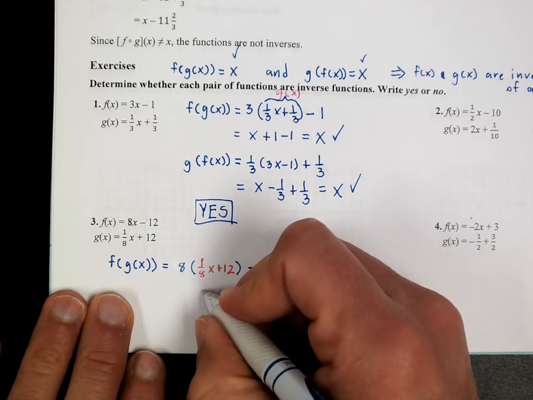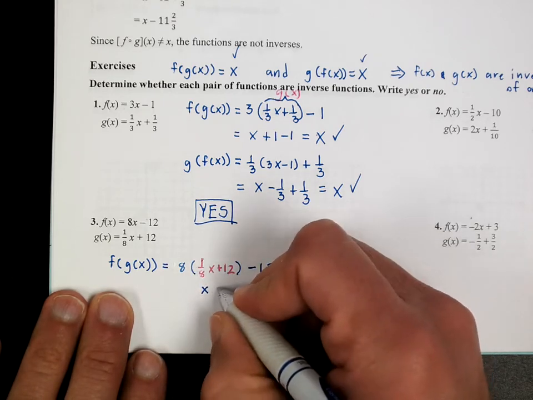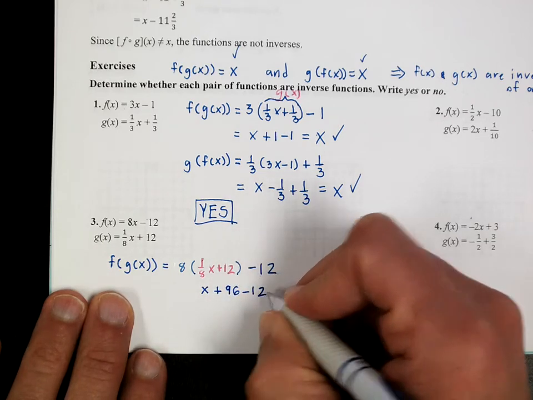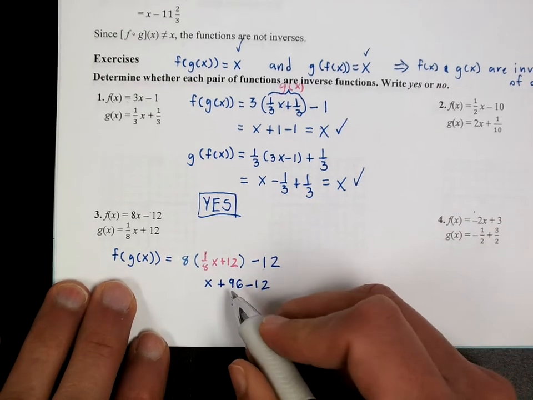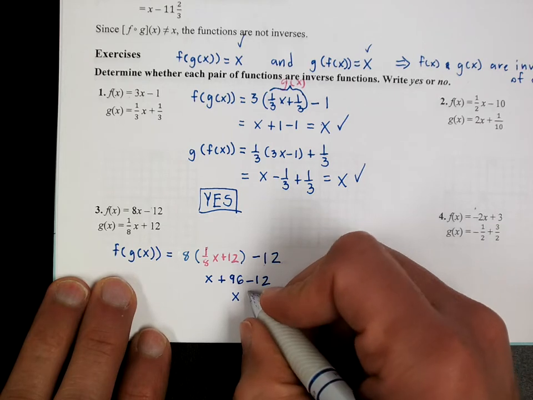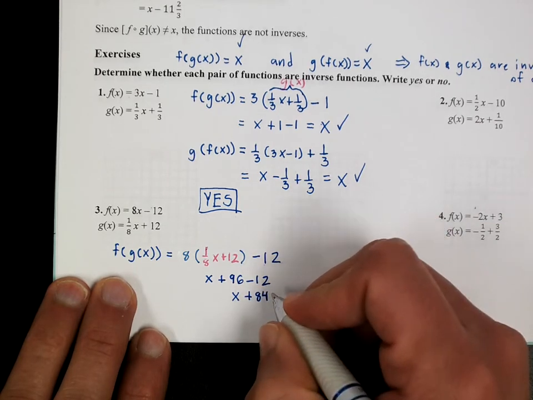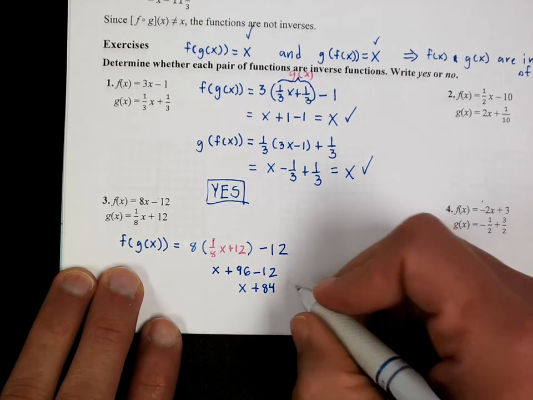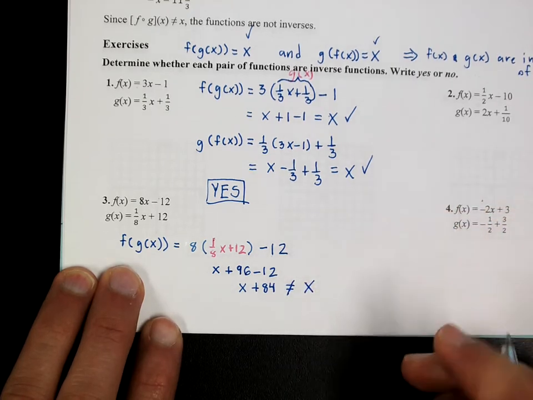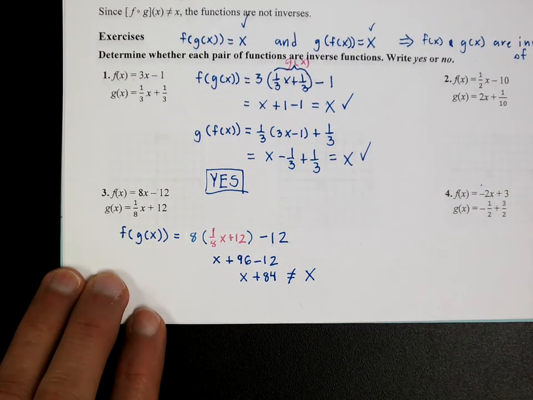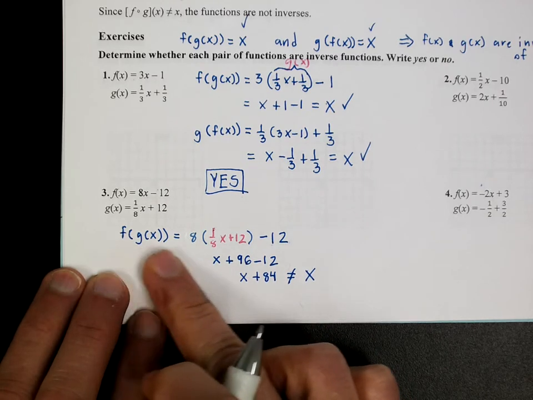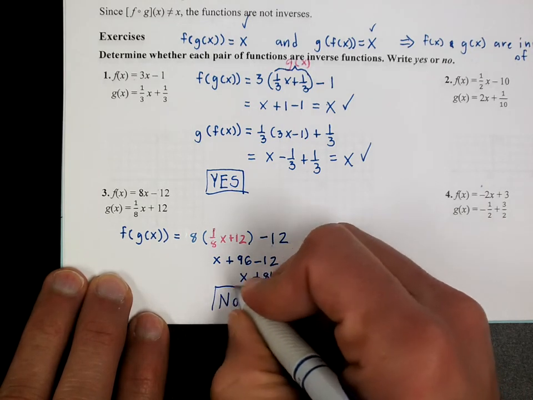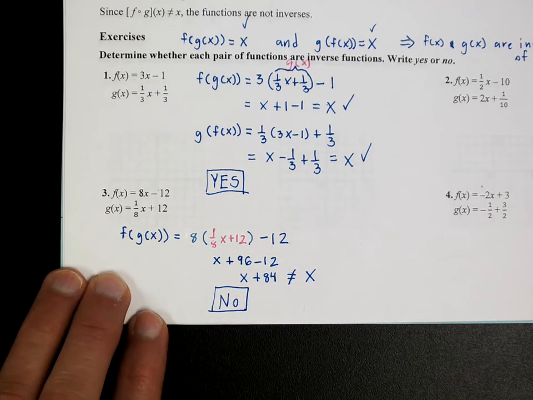So 8 times 1/8 is x. 8 times 12 is 96. I'm going to subtract 12. Now, hopefully even before you add the like terms, the important thing to note is that this is not equal to x. So therefore, if something is not an inverse, all you have to do is one of the functions. If it doesn't work for one, then you're done. So at this point you would say, no, this is not an inverse. They're not inverses of one another.